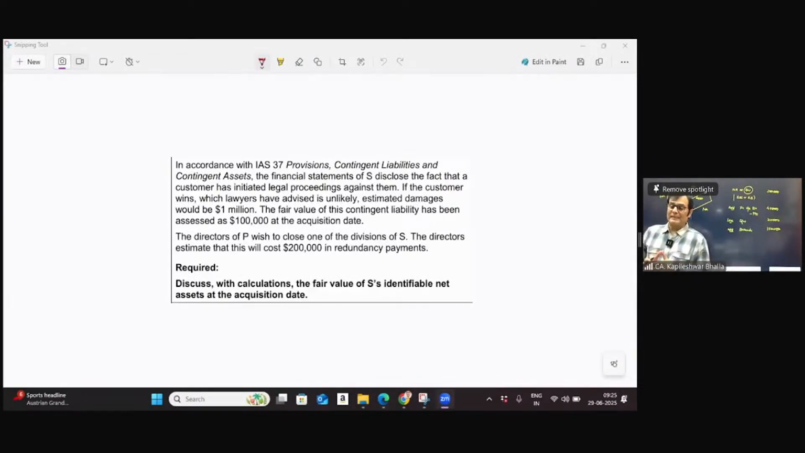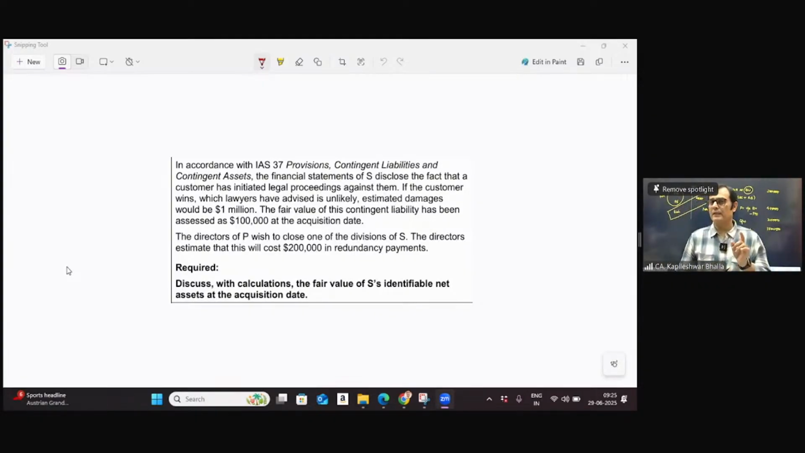It says, in accordance with Ind AS 37, the financial statements of S disclose the fact that a customer has initiated legal proceedings against them. If the customer wins, which the lawyers have advised is unlikely, estimated damages would be 1 million. The fair value of this contingent liability is 1 lakh on the acquisition date. What are you going to do with this?